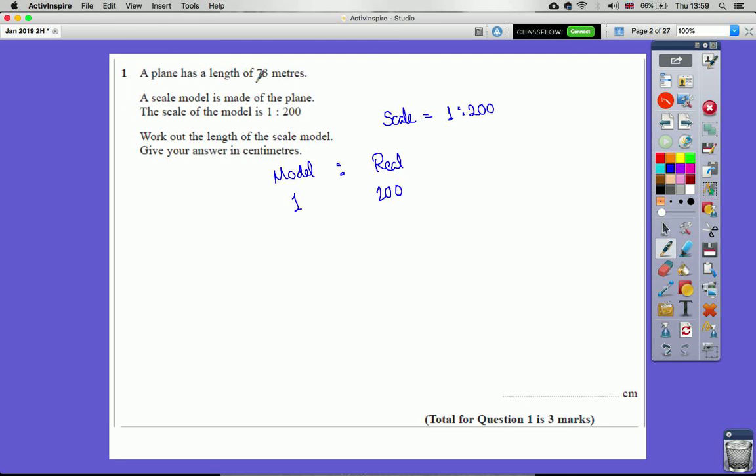Now, this is given in meters. Obviously, it's a model plane, so it's better to convert it into centimeters because your final answer is to be given in centimeters. So 73 meters times 100 is 7,300 centimeters. That is the length of the real plane. So I'm going to write it down under the 200. I need to find out what I multiplied the 200 by to get 7,300.